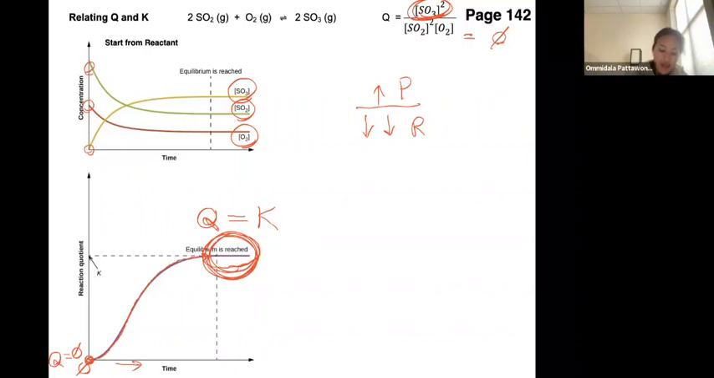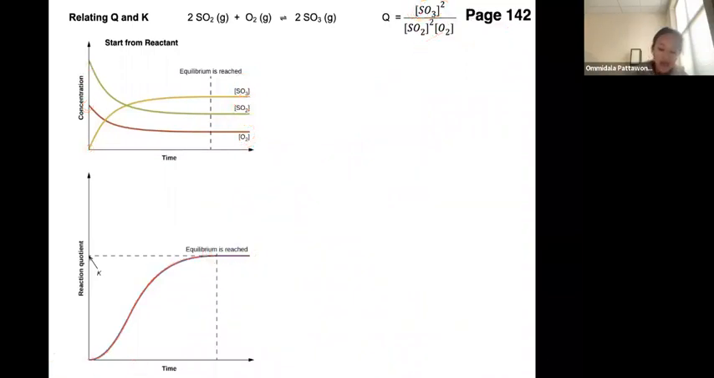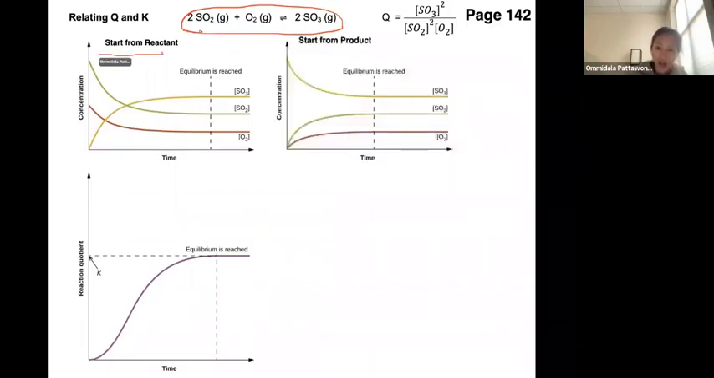The reason for that is because at this point, the concentration of each of those species remains constant. It doesn't change, so it makes the ratio stay constant. Because this reaction is reversible, as we can achieve equilibrium starting from reactant, we can also achieve equilibrium starting from product as well. In this case, this graph right here represents equilibrium that is achieved by starting from product. Now let's take a look at this graph together.